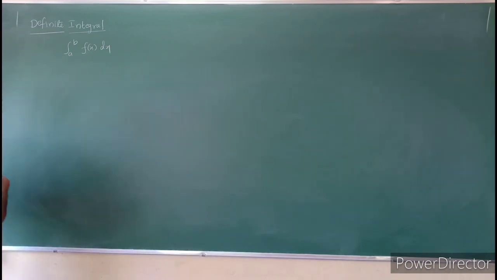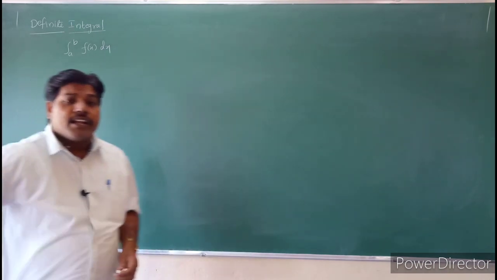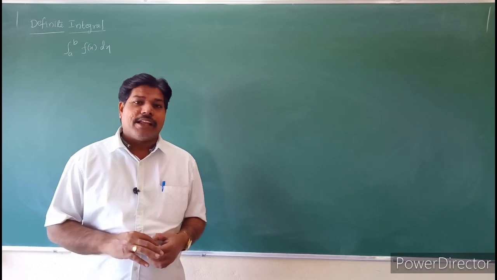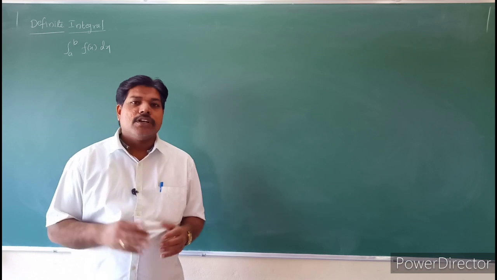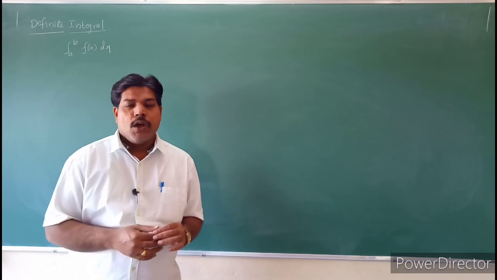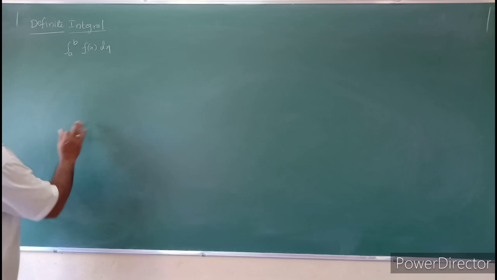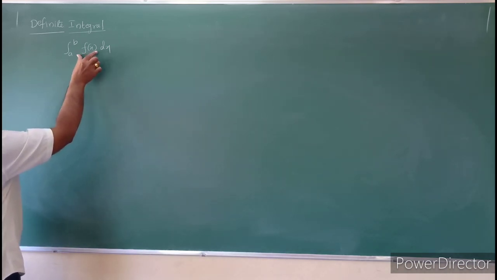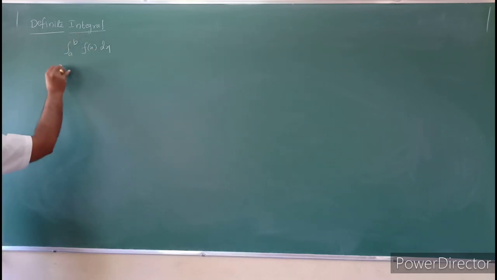Also see this here, the definite integral integral a to b f of x is derived from the limit of a sum, but in your second PU that concept is deleted. And what is the meaning of integral a to b f of x? That is the area of the curve bounded by the curve f of x and the x-axis in between a and b.